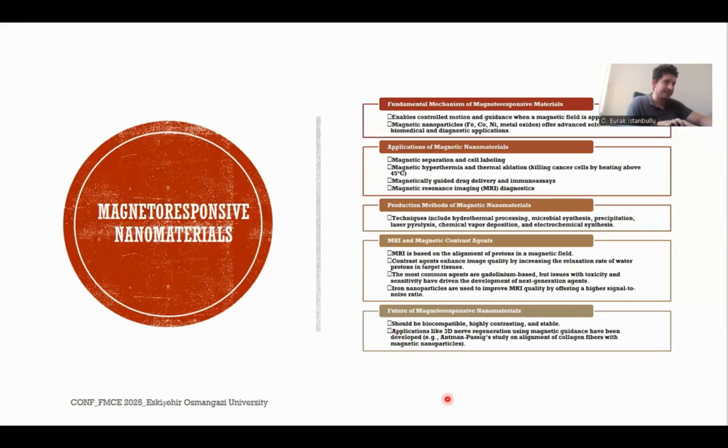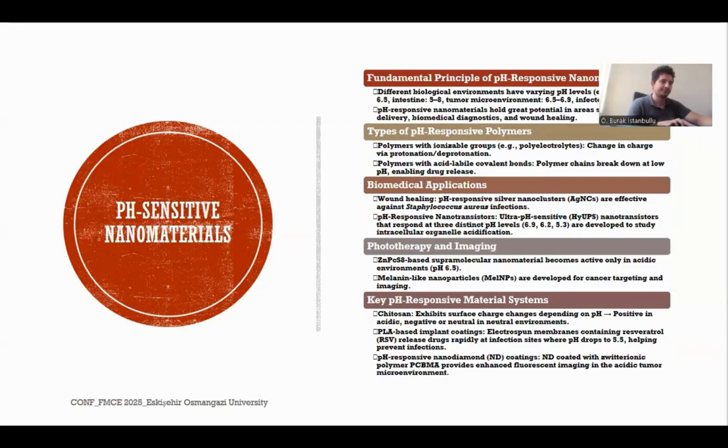An exciting example is in 3D nerve regeneration, where magnetic nanoparticles are used to align collagen fibers for better tissue organization. This study by Antman Passing showcases how magnetic guidance can support nerve repair and regeneration by structuring the extracellular matrix.